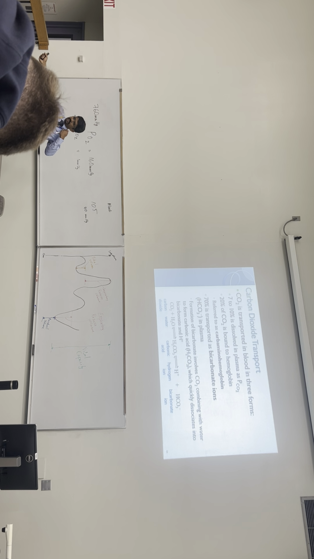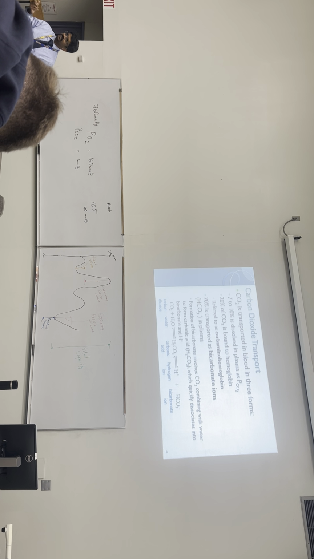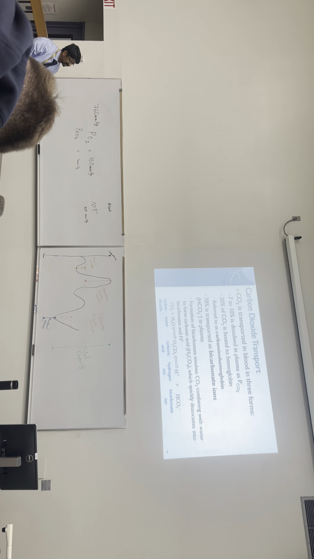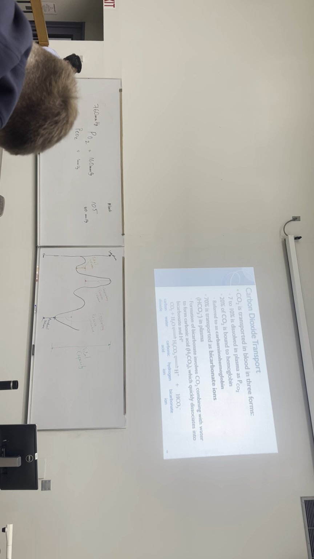When we go back to the lungs, the opposite happens. The bicarbonate goes into the red blood cell, binds to H plus ions, and carbonic acid forms. Then it goes this way, carbon dioxide is released, and the exchange happens. It's the same enzyme that catalyzes both opposing reactions, which is different from usual enzymes. This is an exception. So, 70% is transported as bicarbonate ions in blood plasma.